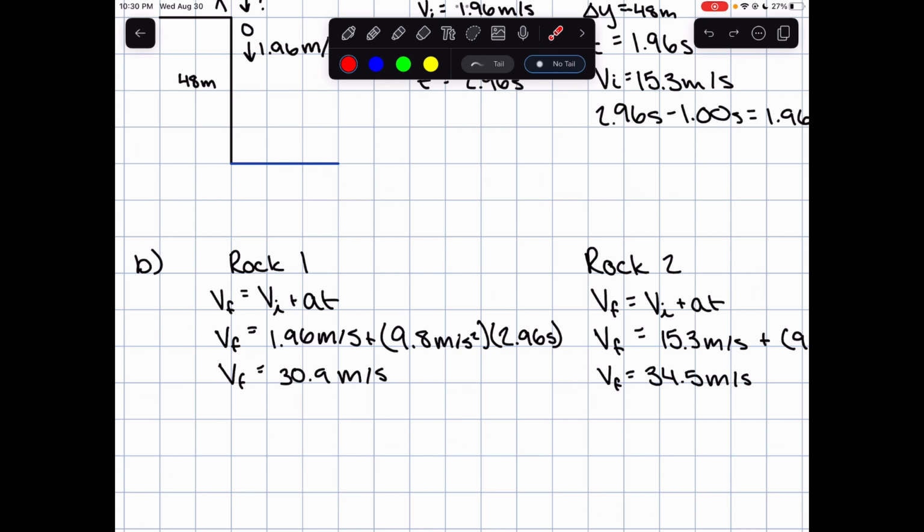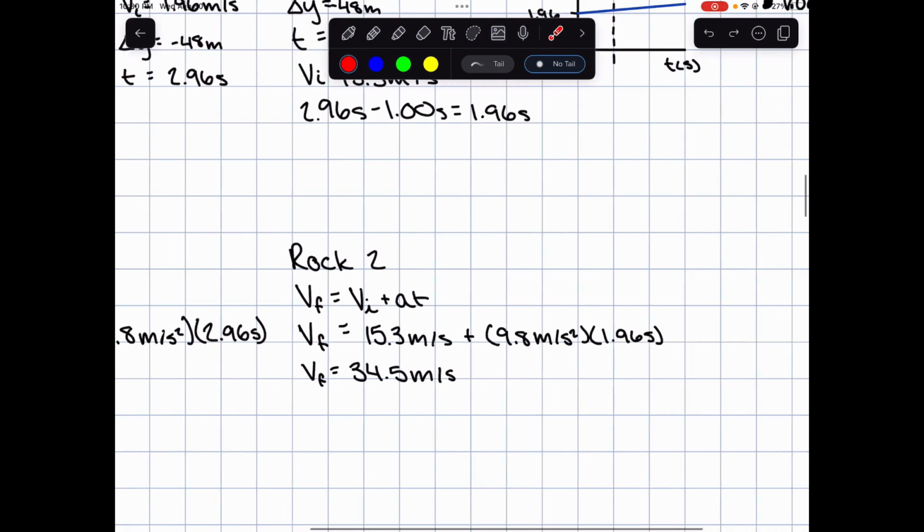So we have final speed is equal to the initial speed plus the acceleration multiplied by time. From there, we plug in the initial speed we were given, we plug in our acceleration of 9.8 meters per second squared, and we plug in the time we found from part 1. Then we plug it into our calculator, and we get the final speed for rock 1 was 30.9 meters per second.